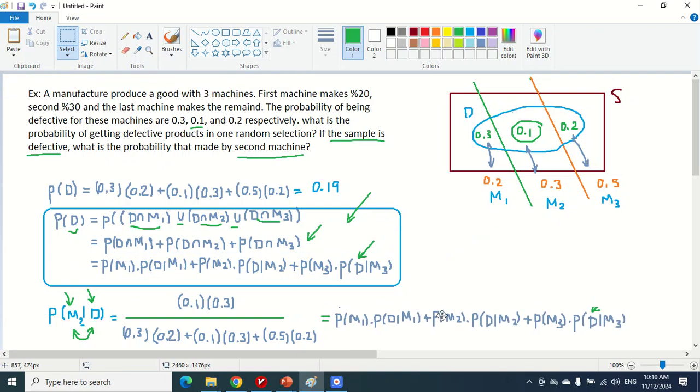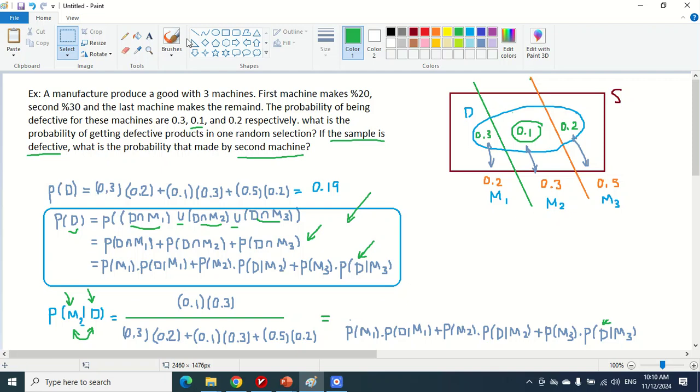At the denominator we should put this value, and at the numerator of that fraction I should put the corresponding part of the second machine, which is the second part of the machine, at the numerator. So with that calculation we can find the probability of M2 in a condition of D. So let us take a look at another example.